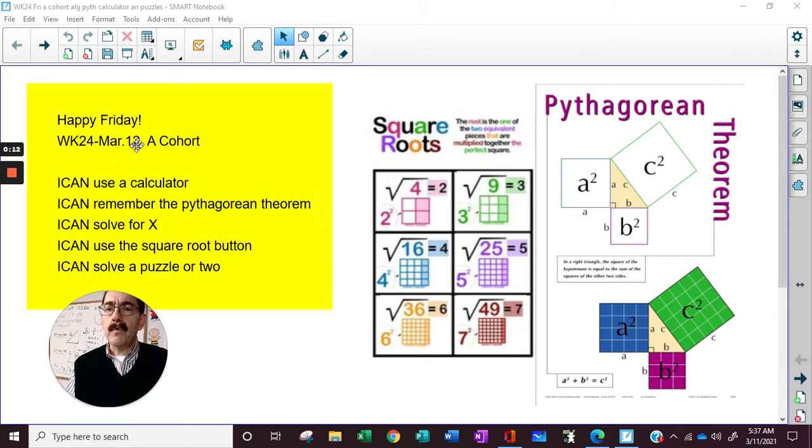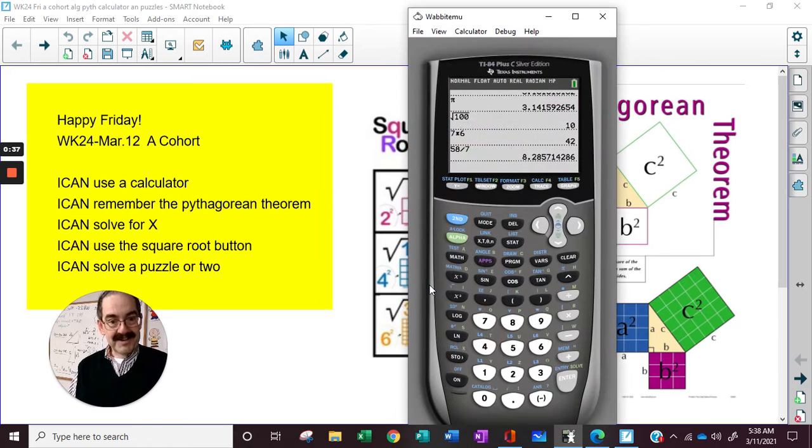Okay, so March 12th. We're getting ready for Pi Day on Monday, Tuesday. So I can use a calculator. I can remember this thing called the Pythagorean Theorem, a squared plus b squared equals c squared. I can solve for an x. We've got to be able to balance the equation and solve for x. I can use this thing called the square root button. And we got our puzzles.